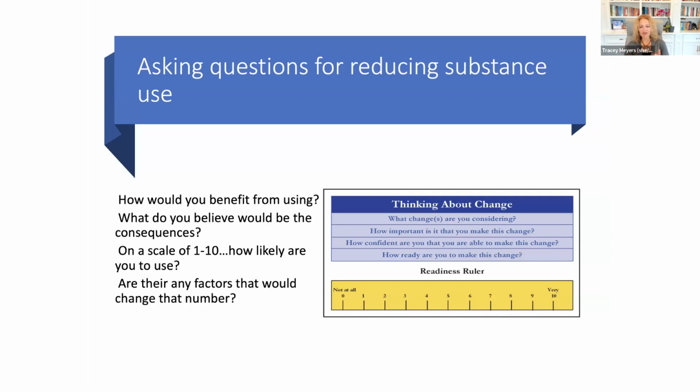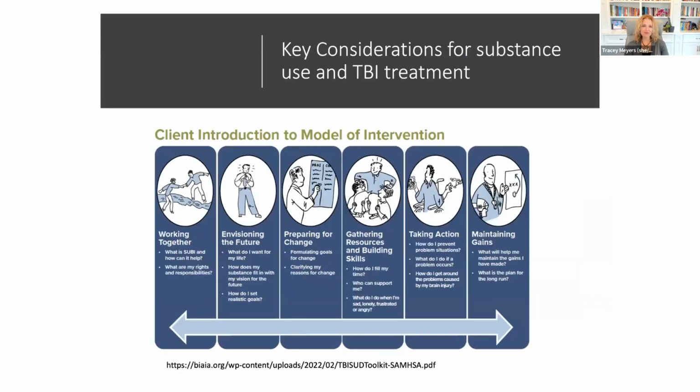And Donna was able to say what helped her decrease her use was feeling like she had more choices. Also, what helped her feel more ready is she wanted to go back to work. She wanted more independence and realized if she used, she was setting herself back. So asking questions without telling the person what to do can be very helpful.